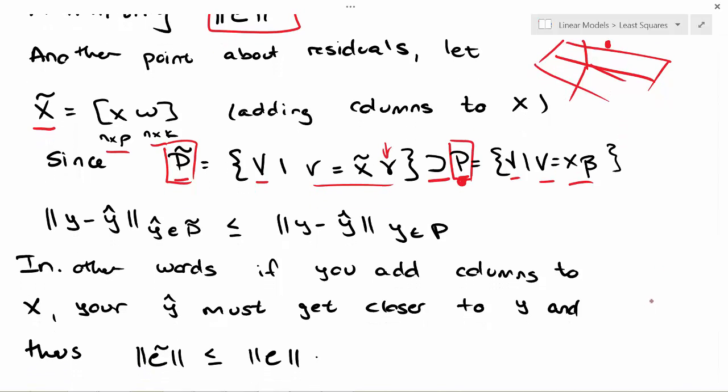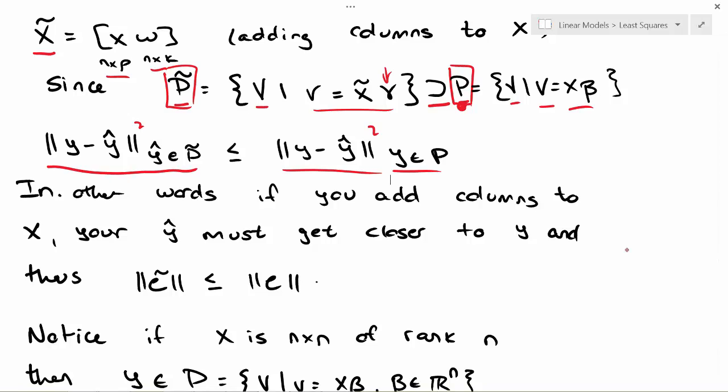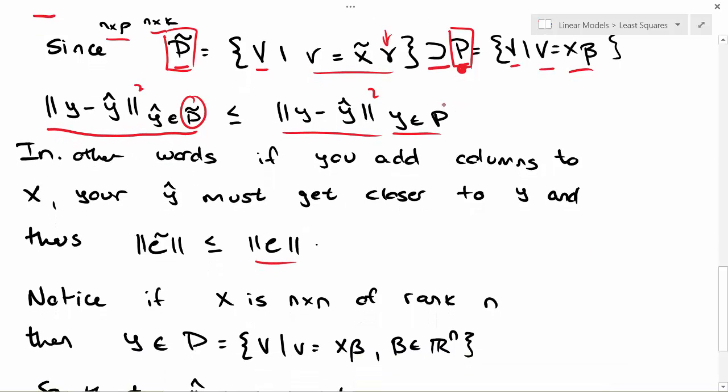So in other words, the fitted values, where the y hats exist in this larger plane, the least squares has to be, I'm forgetting my square there, but it doesn't matter, less than or equal to the least squares where y hat is in this smaller plane. So if you add columns to your X, your y hat must get closer to y. The norm of the e tilde values, the ones from projecting onto this plane, must be smaller than the least squares criterion for projecting onto the smaller plane.